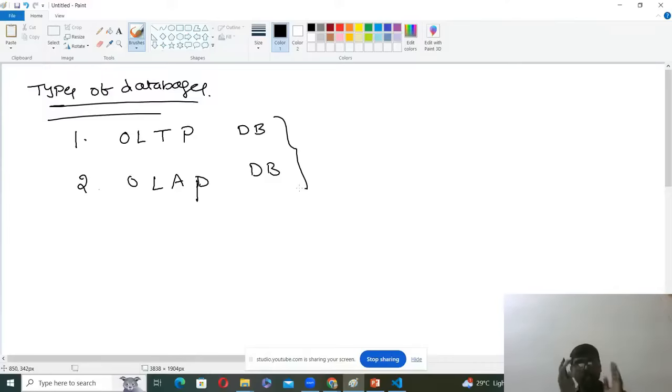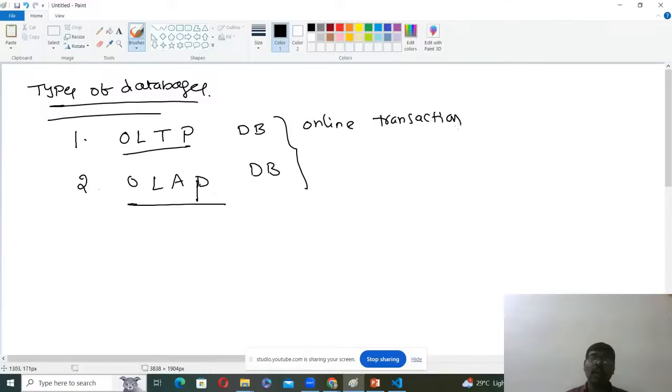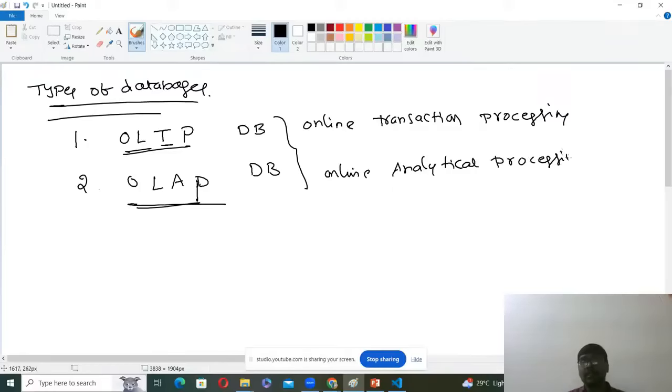First, just for your understanding, I discussed the OLTP database and the OLAP database. What is meant by OLTP? Online transaction processing. OLAP means online analytical processing. Sir, what is the difference between OLAP and OLTP?